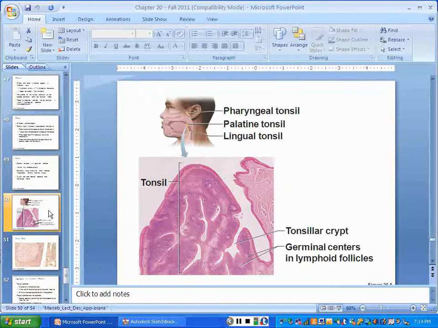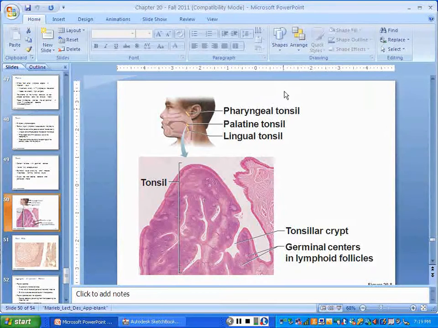Here is a tonsil. You have three groups of tonsils. Pharyngeal. Those are actually up in the back of the throat behind the nose. They are commonly referred to as adenoids.